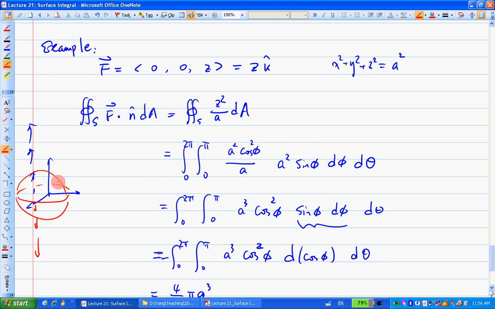Let's say at location 1, 1, 1. What is my vector field at location 1, 1, 1? It's 0, 0, 1. Right? So at this location, you have an upward vector like this. Is that good? Yeah.